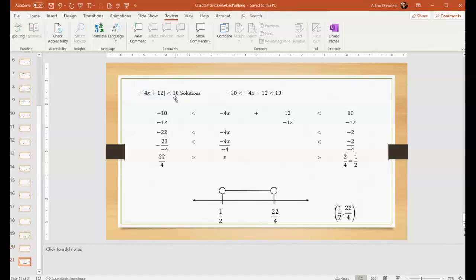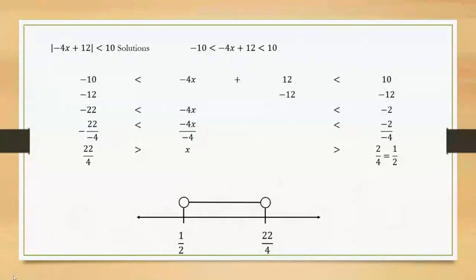Basically, from here, we're going to get this. That's what we end up with. So we have to solve this here. And just like before, you always want to get x all alone in the middle. So because of that, we have negative 4x plus 12, right? The first thing I did, at least, was I subtracted 12 from each side, from all three sides.